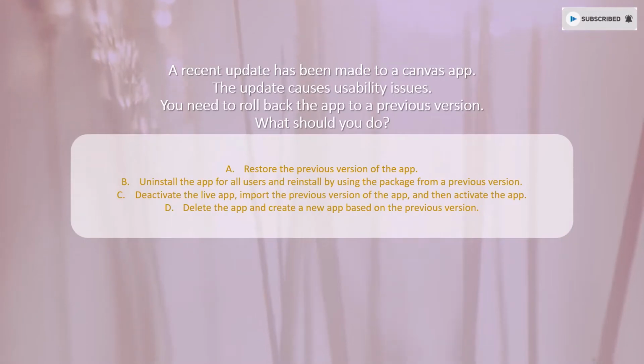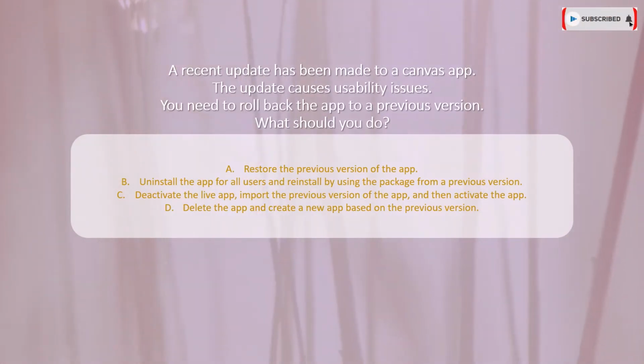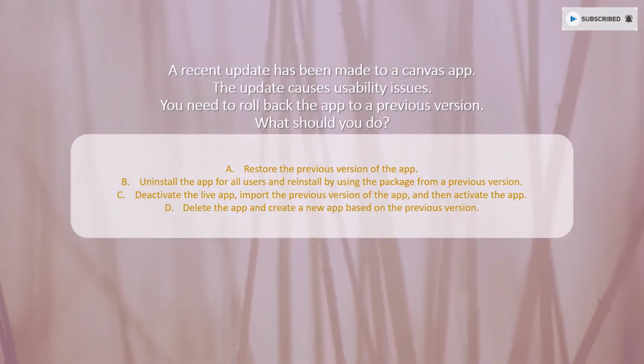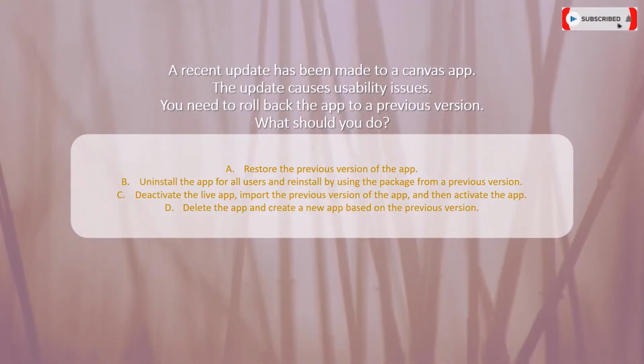A recent update has been made to a Canvas app. The update causes usability issues. You need to roll back the app to a previous version. What should you do? A. Restore the previous version of the app.